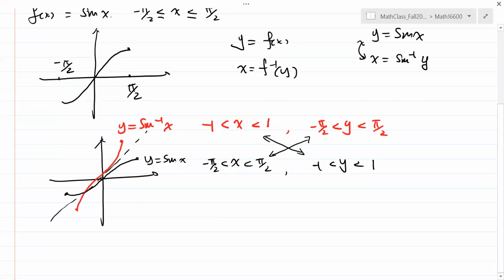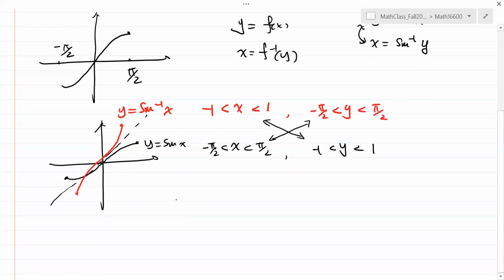So that's all about the inverse. And based on the general formula, right? The relationship, if you want to put the sine x and the sine inverse, right?